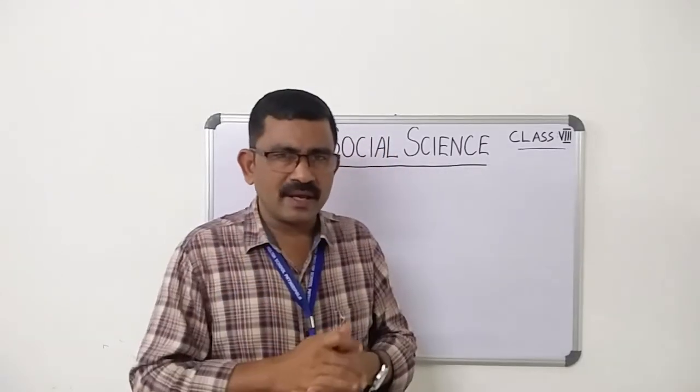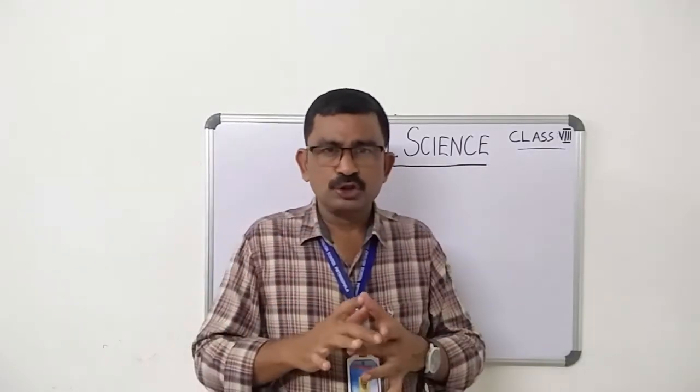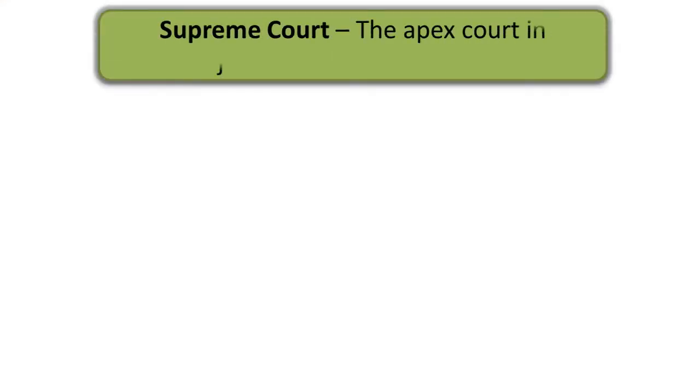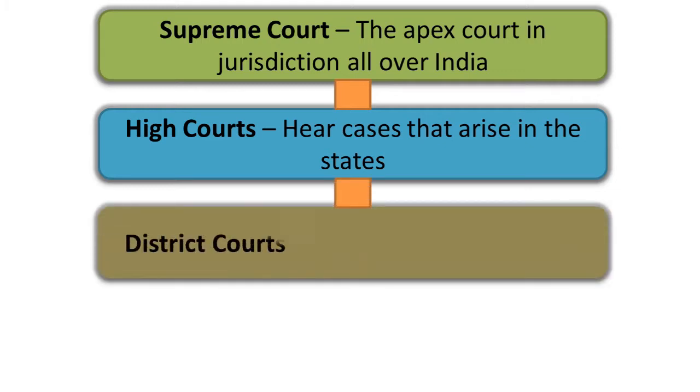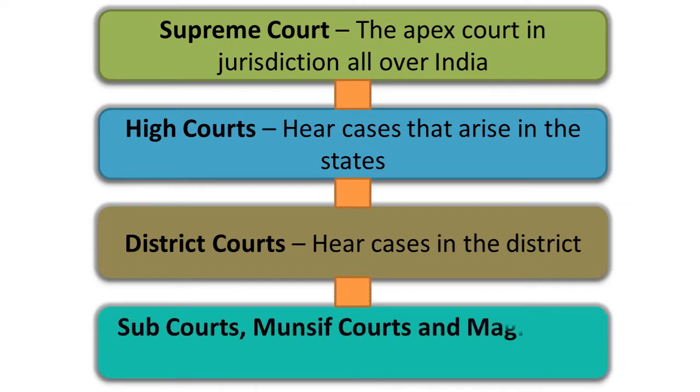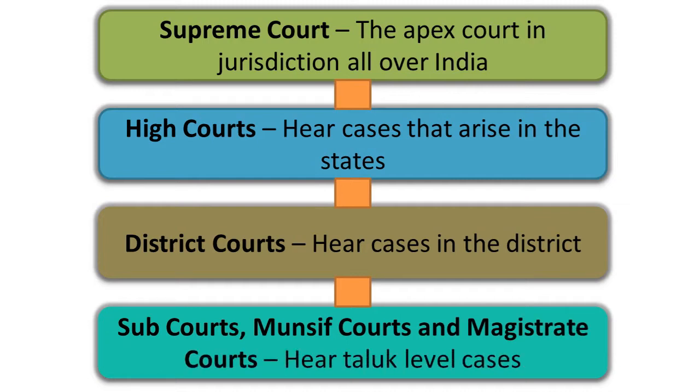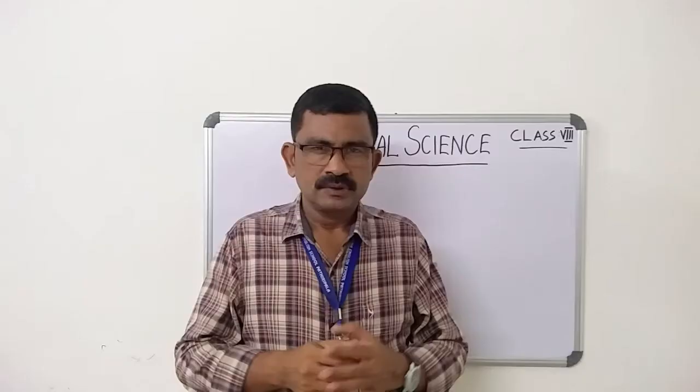Now, let's study the structure of judiciary. Look at the picture. Supreme Court, the apex court, has jurisdiction all over India. High courts hear cases that arise in states. District courts hear cases in the district. Sub-courts, municipal courts and magistrate courts hear taluk level cases.